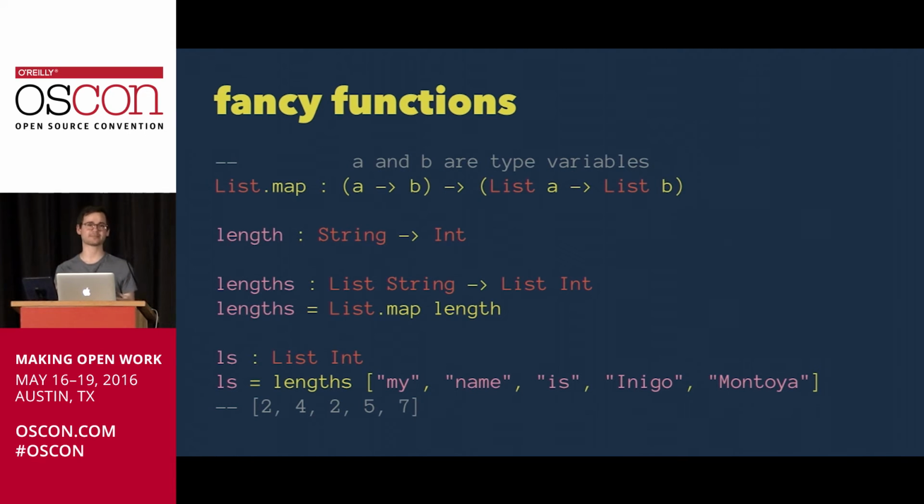So you can think of map in the abstract as something that takes a regular function and turns it into a fancy function, where fancy depends on the kind of map that you're doing. So in this case, it's list map. So the kind of fancy is that now length can operate on a list of strings instead of a single string. So by calling list map length, we get this new function lengths that we can then apply to any list of strings.